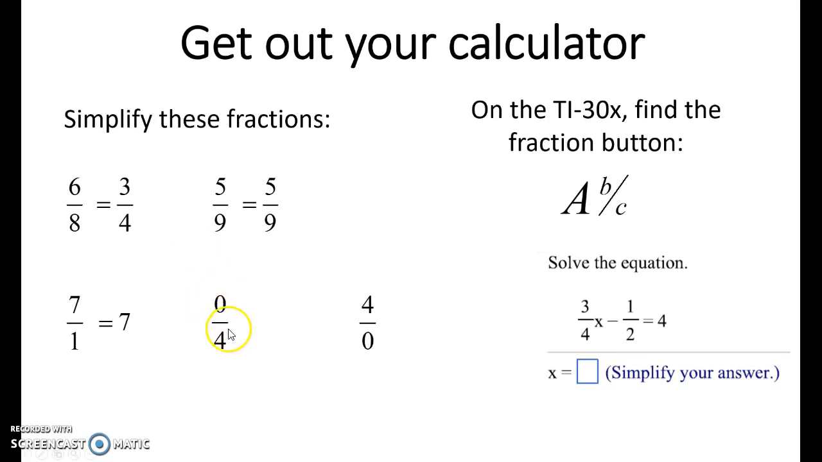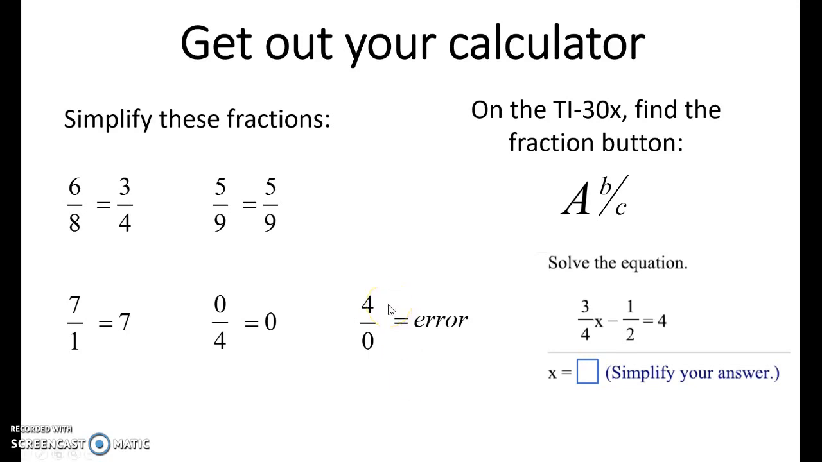0 divided by 4 gives you what? 0 divided by 4 is not simplified. 0 divided by 4 is what? Yeah, that's 0. 0 is your simplified answer. Okay, now in your calculator, I want you to try 4 divided by 0. If you put that in your calculator, you get what? Yeah, you get an error.